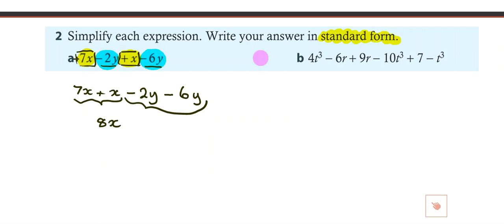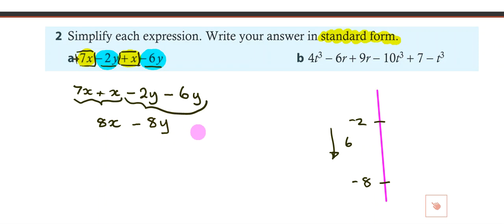This is where your work on your negative numbers has to come in. That's why we focused on it a lot. So you should now be quite good at saying, well, I'm at negative 2. If I've got my number line, and I'm at negative 2 and I subtract another 6, which way do I go? Down. Down 6, and I end up at negative 8. Good. So these two become negative 8y's, and that is simplified. That's done.